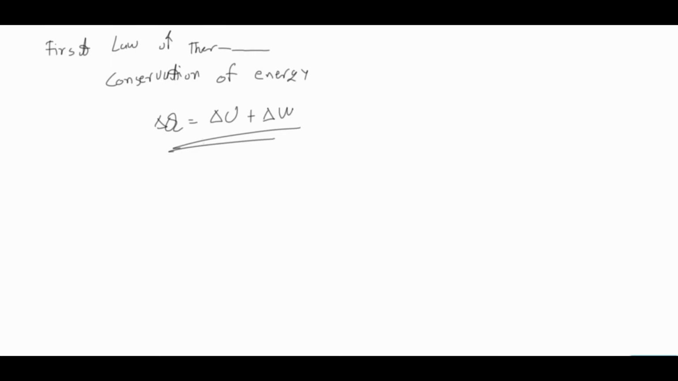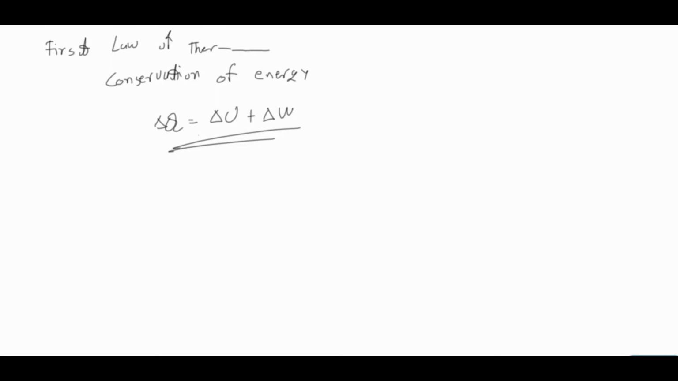First law of thermodynamics. It is a statement of conservation of energy in thermodynamic process. It is nothing but conservation of energy. That means delta Q is equal to delta U plus delta W. That means the heat given to a system, delta Q, is equal to the sum of the increase in internal energy and the work done by the system against the surrounding.